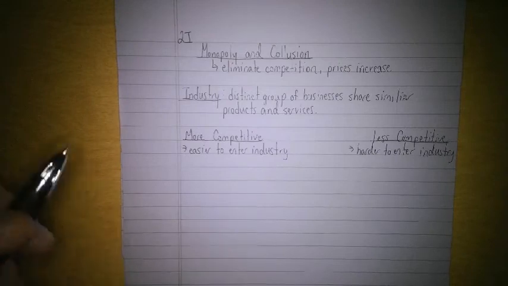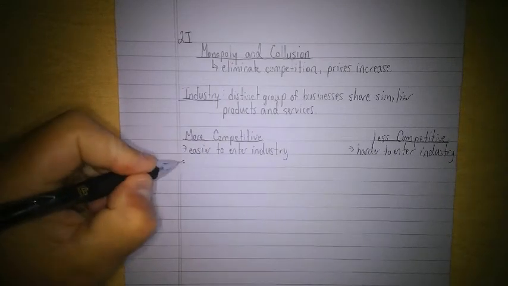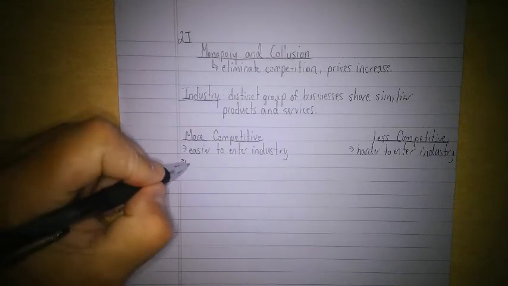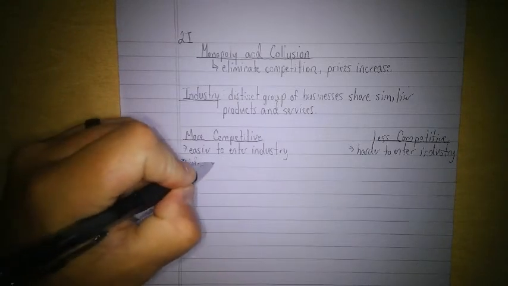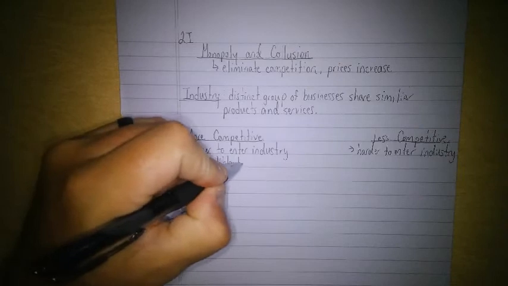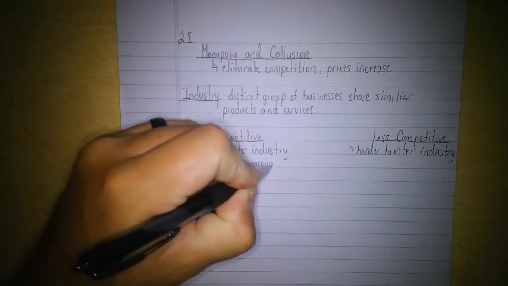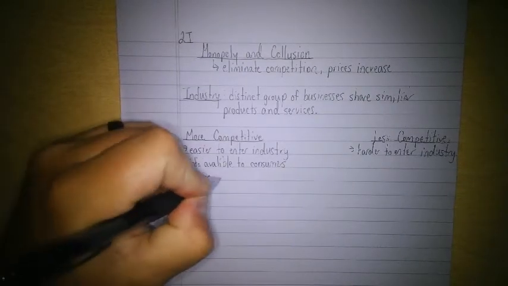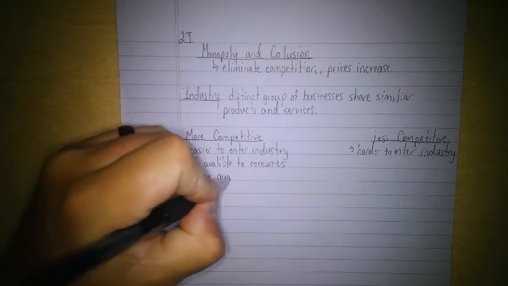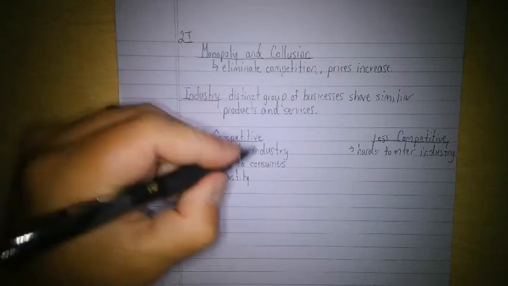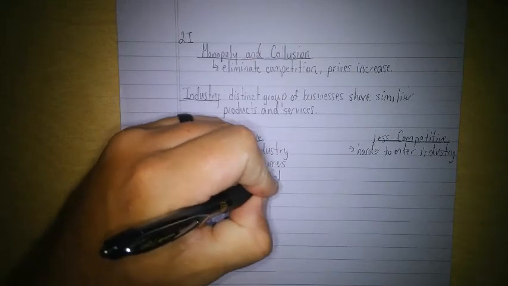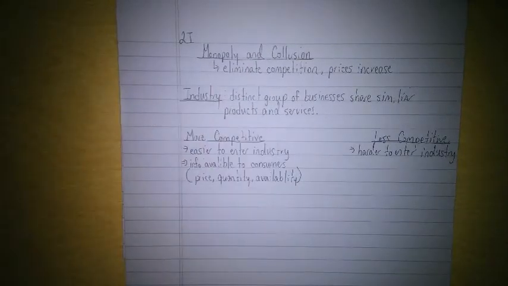You guys with me? So put down underneath good again, underneath more competitive, that information is available to consumers. So info available to consumers. And the things we want to know are like price, quantity, and availability. You guys understand what I'm getting at there? The more competitive it is, all this information is given to us.